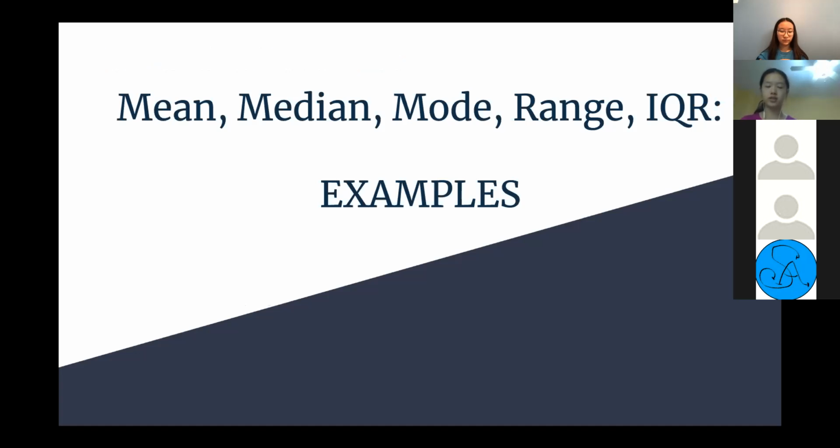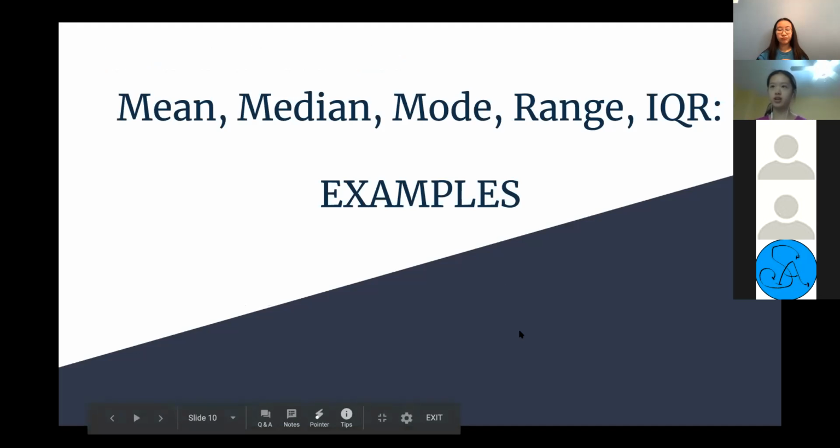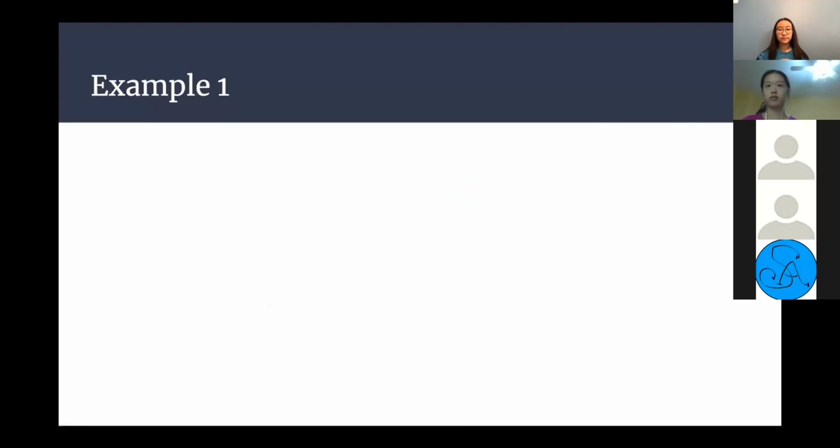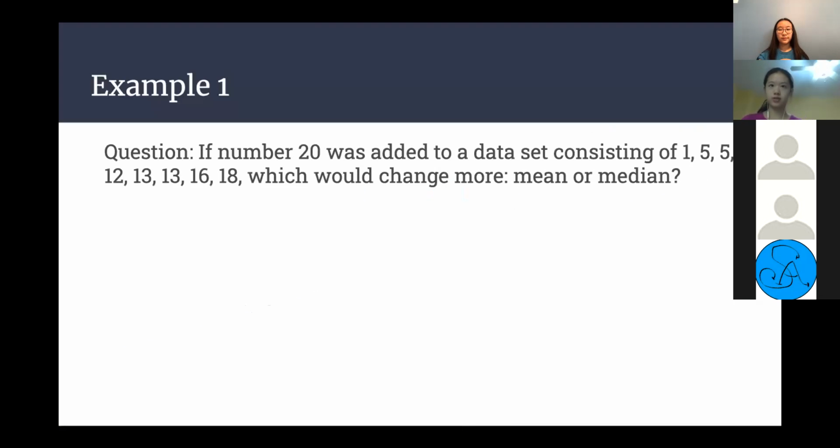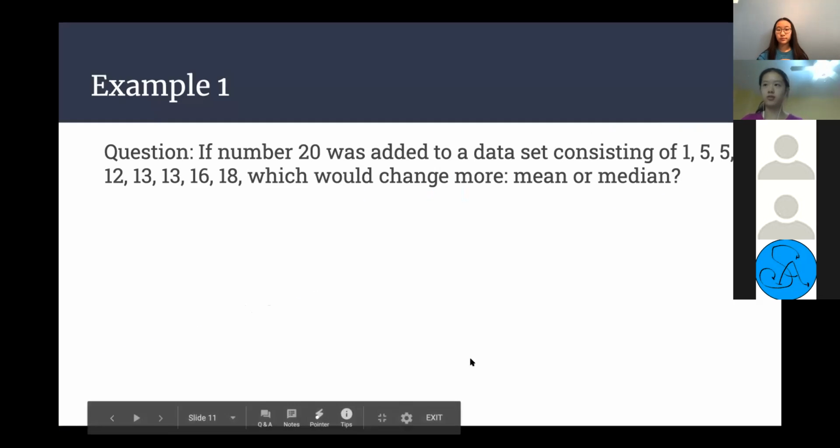So now we're going to show you some examples of calculating the mean, median, mode, range, and IQR, or interquartile range. So for this first example, if the number 20 was added to a data set consisting of the following numbers, which would change more, the mean or the median? And if you want to, you can type your answer in the chat, or you can unmute.